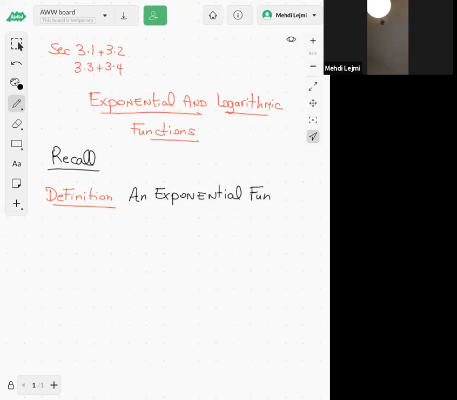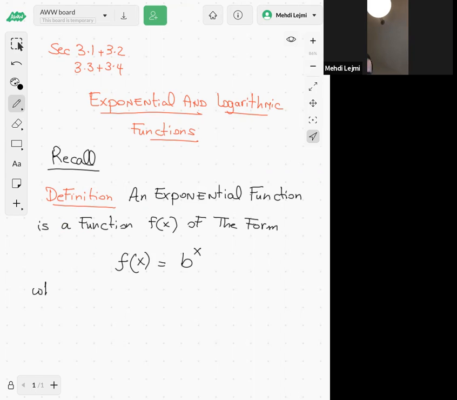Okay, so an exponential function is a function f of x of the form: whenever I have some constant b to the power x, that will be an exponential function. The variable x is the exponent, right? And b is a constant. Actually, it has to be a positive constant.